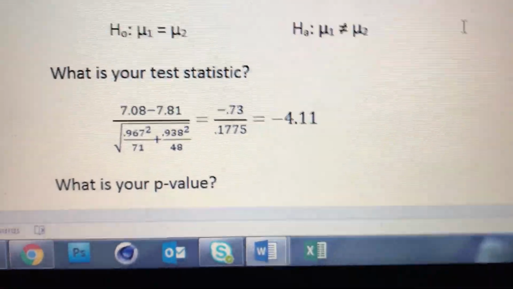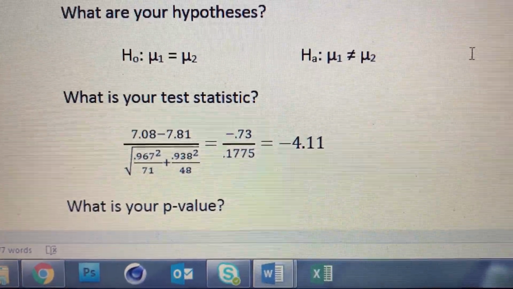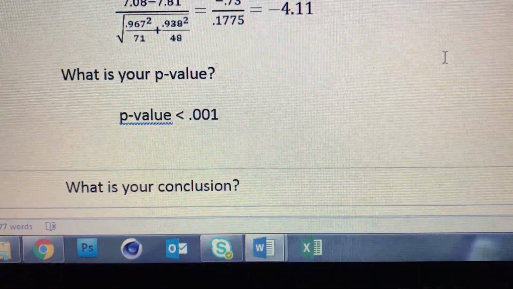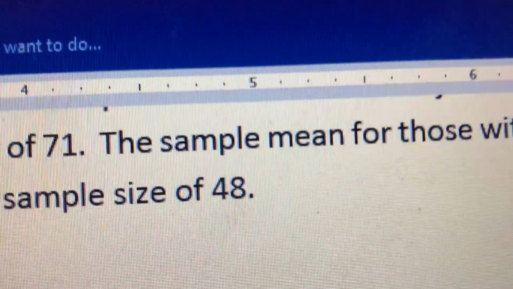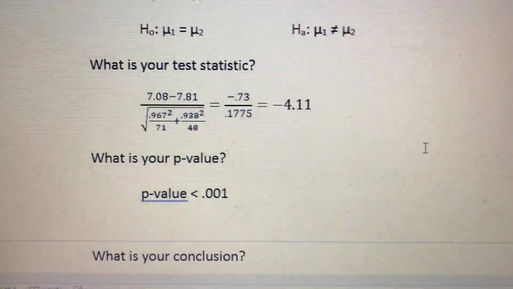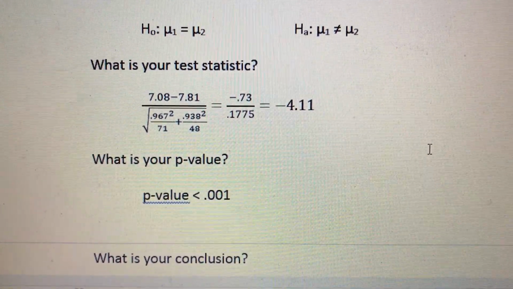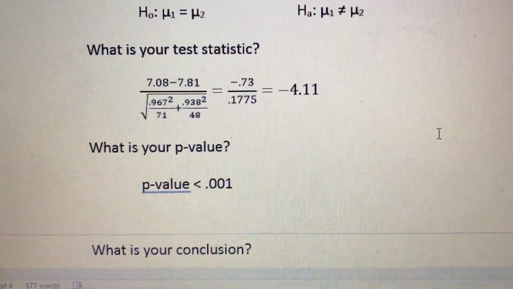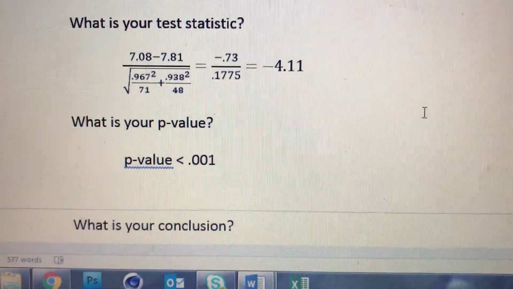In order to use the table, we do have to take the absolute value. So 4.11, I believe we have to round down to 4. We use 47 degrees of freedom because the smaller of our two sample sizes is 48. We round down on our degrees of freedom as well. Find where our test statistic and our degrees of freedom meet, and our p-value is less than 0.001.